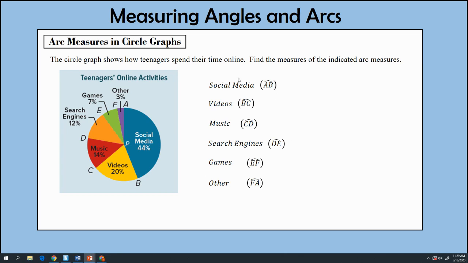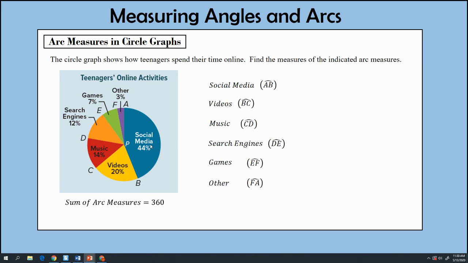So these are the sections, or the pie pieces, of the circle graph. These are the arcs associated with it, and what they're asking us to do is tell them the measure of each of these arcs. So what is the measure of arc AB? Well, we're not given a central angle here. But what we do know is that because this circle graph is complete, there's no gaps, the distance all the way around is equal to 360. So I know that if I add up these central angles that represent these different pie pieces, they've got to equal 360.